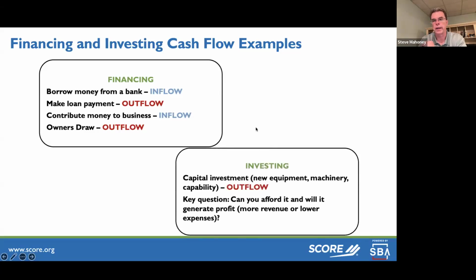Investing, this is the other main category. This is the third one. This is primarily when you're buying new equipment, machinery, or some kind of capability to invest in your business. It's not going to be applicable for some businesses, especially in the service industry.